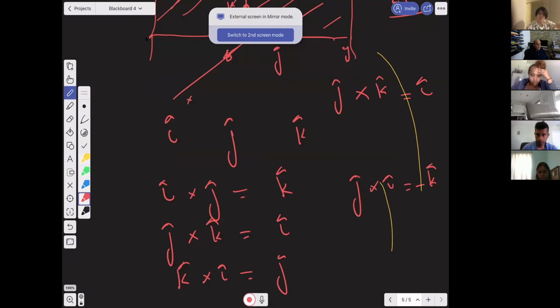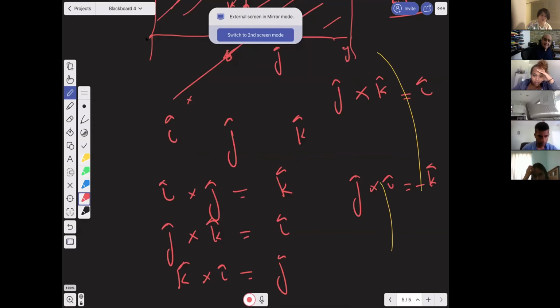So this is called the right-hand rule, I think. Okay, so you can apply the rule on this picture. Let's say I, J, so rotate I through J.